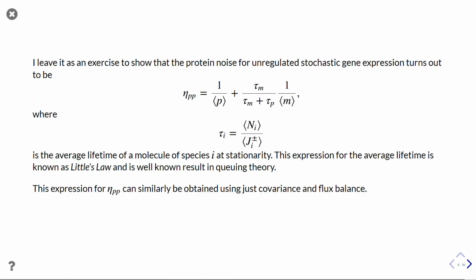This expression for the protein noise can be obtained similarly to how we obtained the expression for mRNA noise, using just covariance and flux balance. The only additional thing we'll need is the definition of average lifetimes given above. I strongly encourage you to try to work this out to test whether you understand these statistical invariants and their application in quantifying noise in gene networks, but it's up to you.